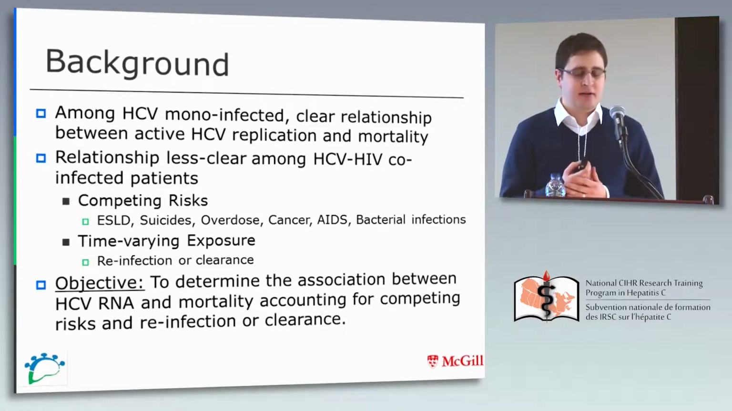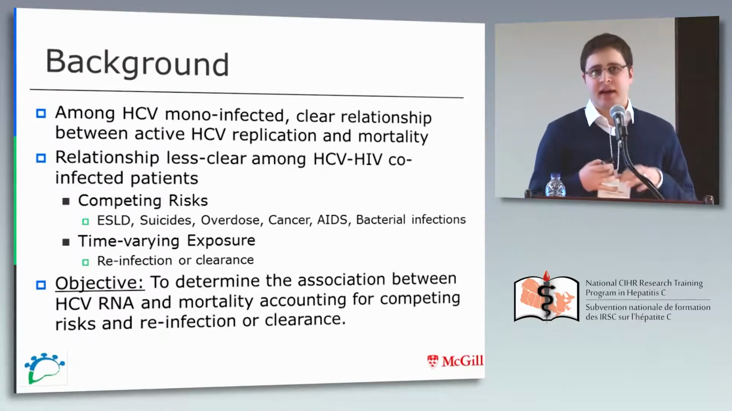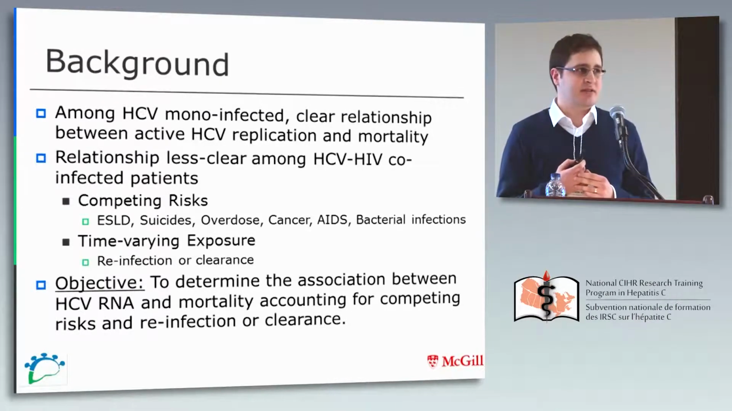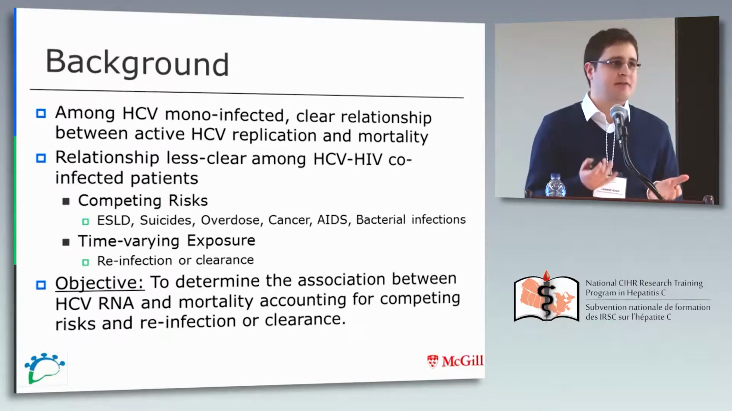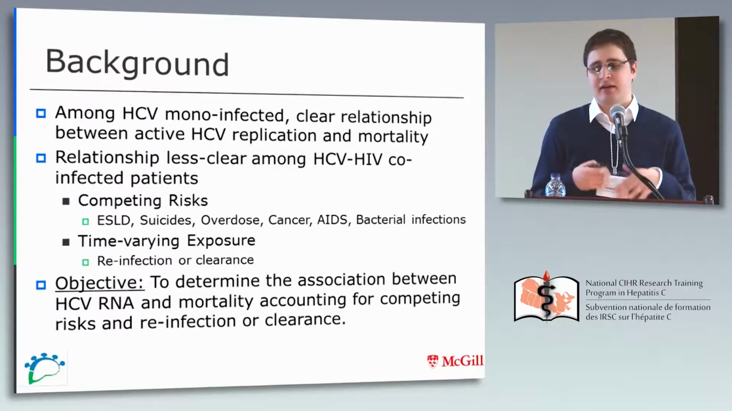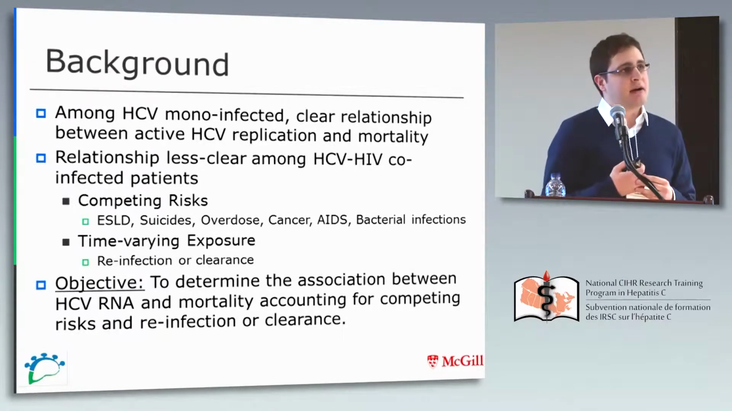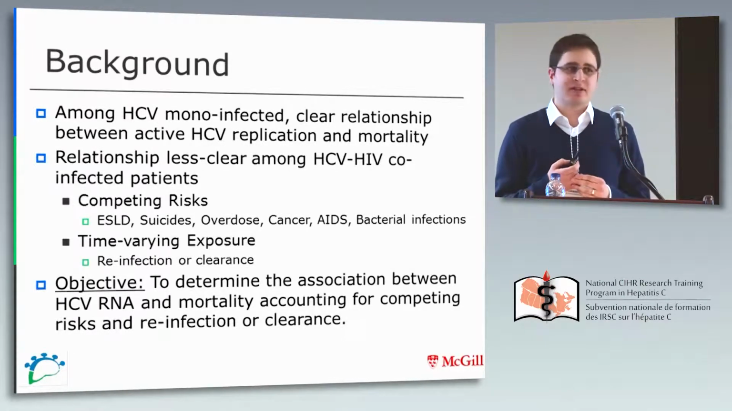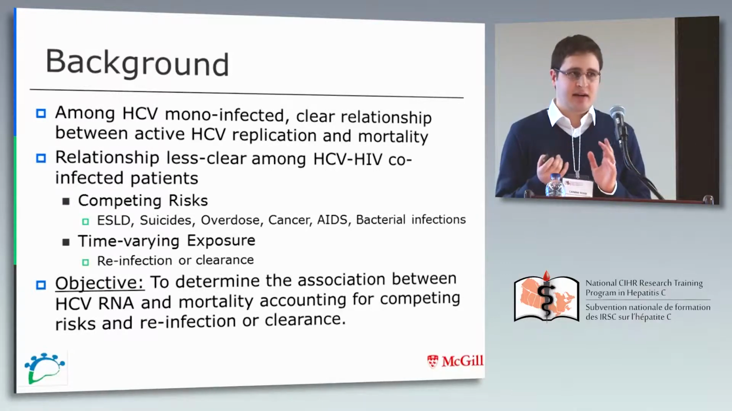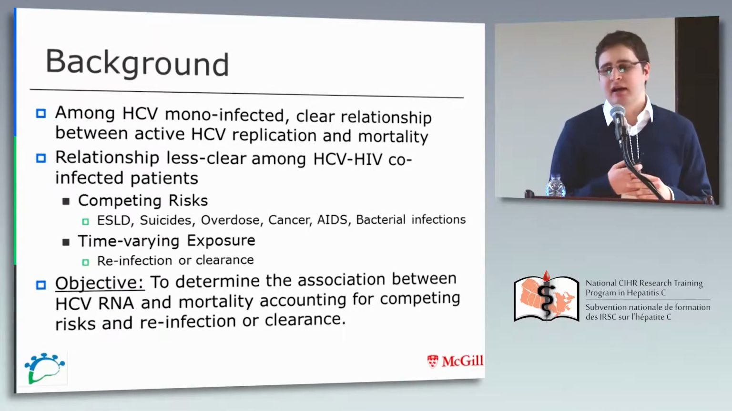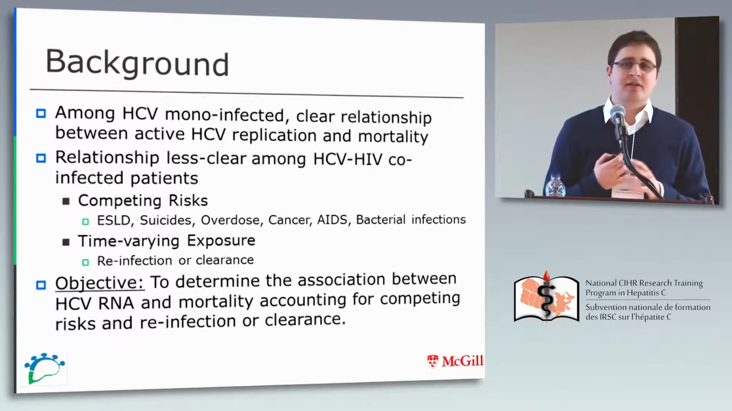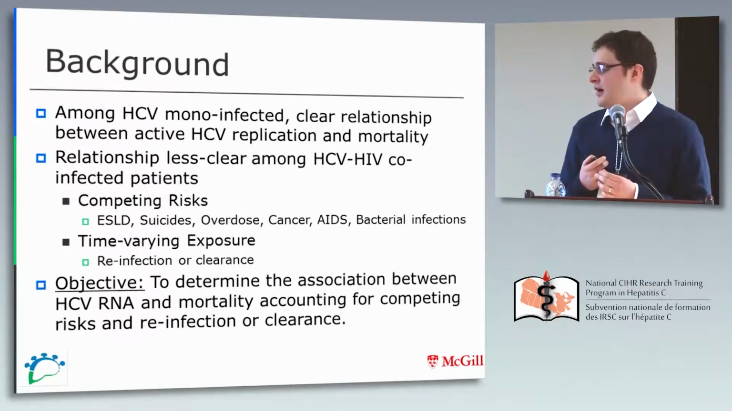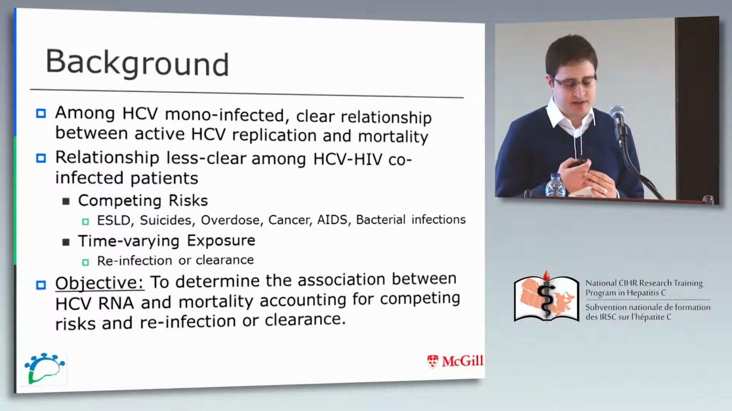Just to provide a little bit of background, in HCV mono-infected populations, there's a clear association between HCV RNA status, so whether they're chronically infected or have cleared infection, and mortality. But in co-infected populations, the association is a little more difficult to ascertain. The reason for this is that there are a couple of sources of uncertainty in the epidemiological literature, and one of these sources is competing risks.